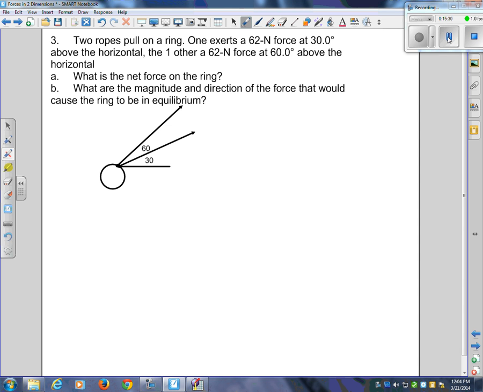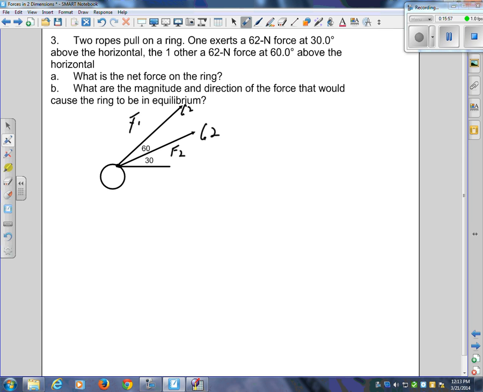The question is how you do the flipping. And here's where it's so easy now that I've shown you components, right? So let's just go ahead and figure out the components. Did you guys label these like F1 and F2 or something like that? Okay, whatever. So two ropes pull on a ring, one exerts a 62 Newton force at 30 degrees above the horizontal, and the other is 62 Newtons at 60 degrees. What is the net force on the ring? So let's just call them F1 and F2.